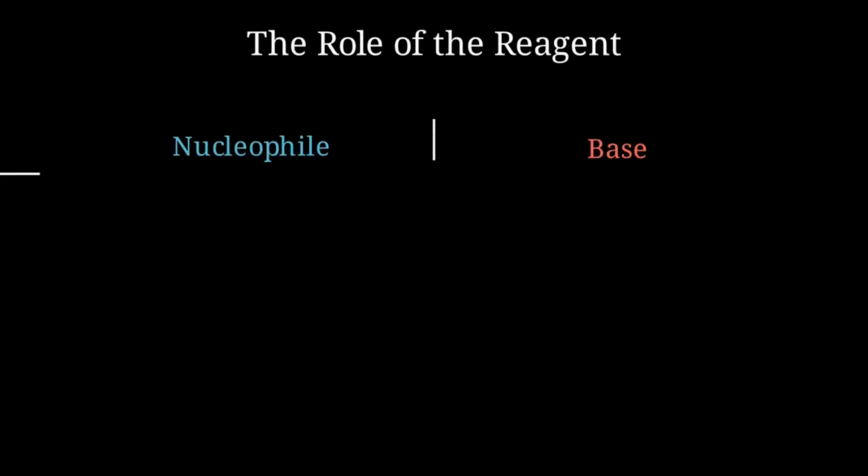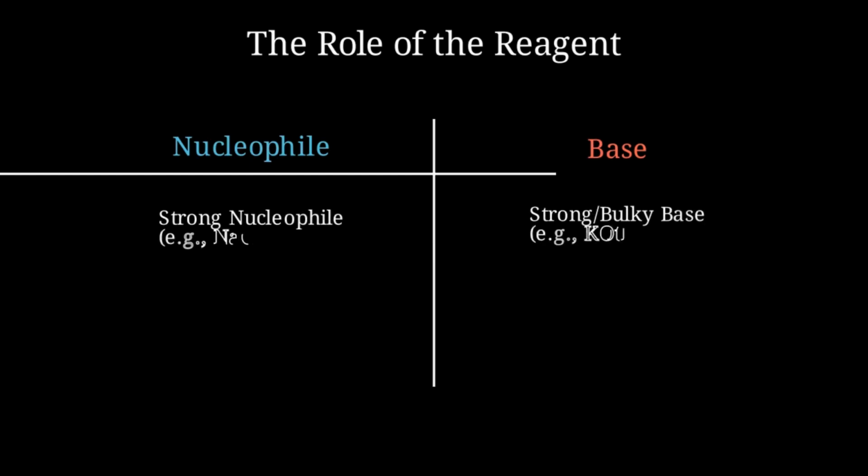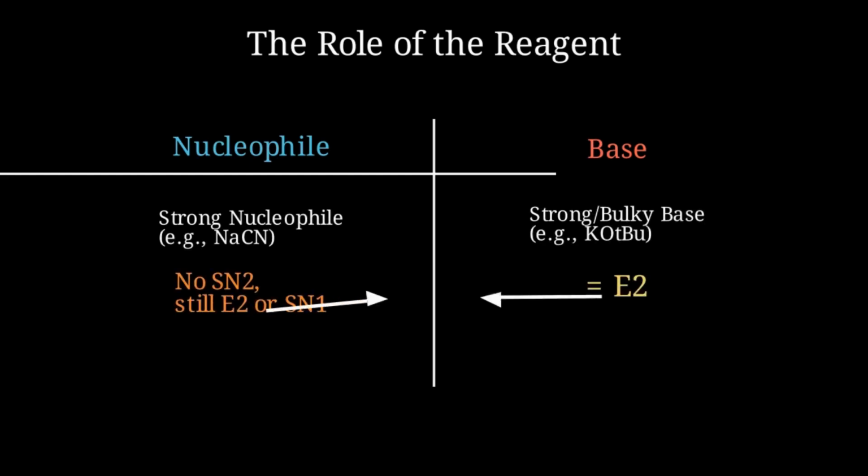The nature of the reagent matters. While a strong nucleophile might want to perform SN2, the tertiary structure forces it to act as a base instead. If the reagent is both a strong base and bulky, E2 becomes even more dominant.